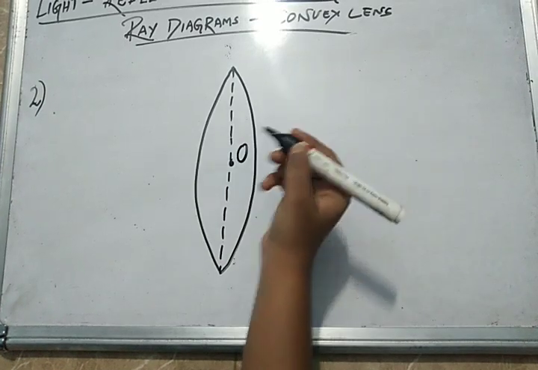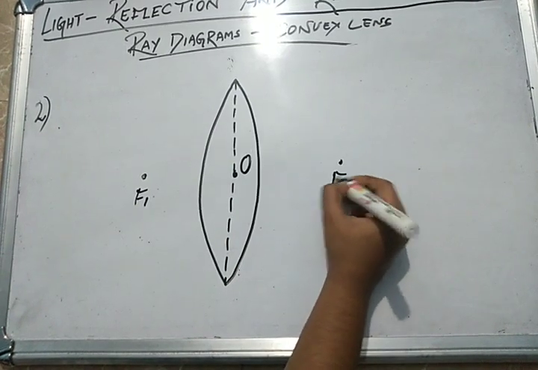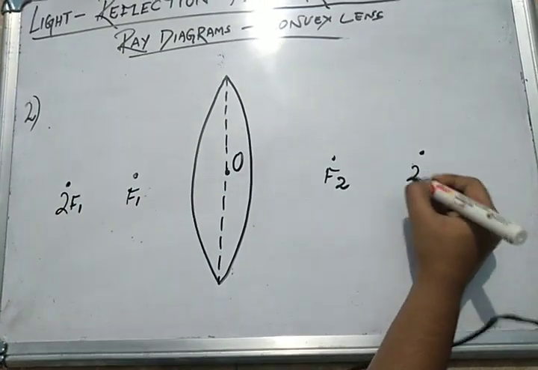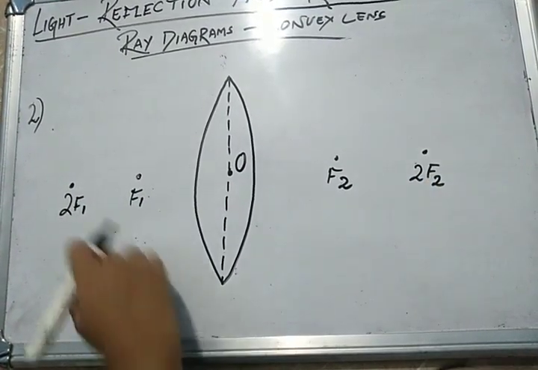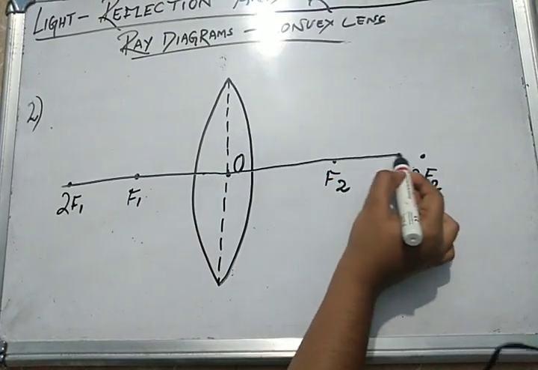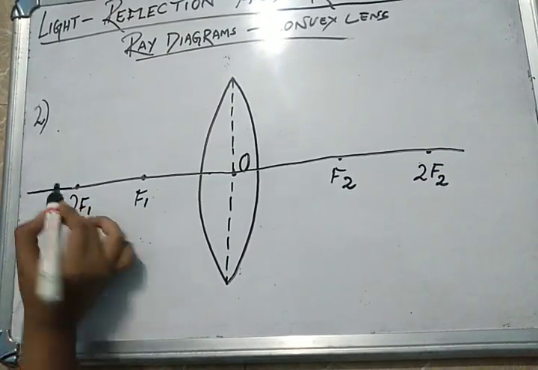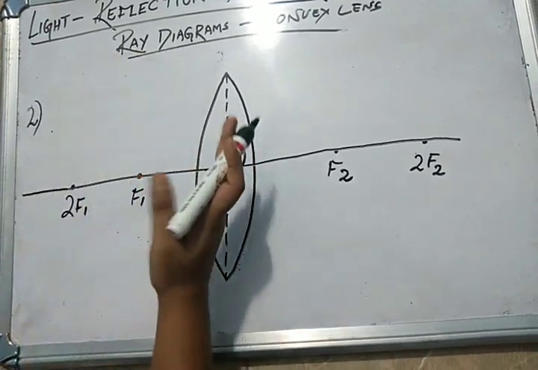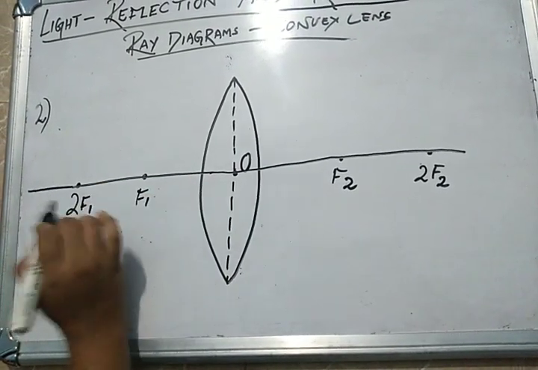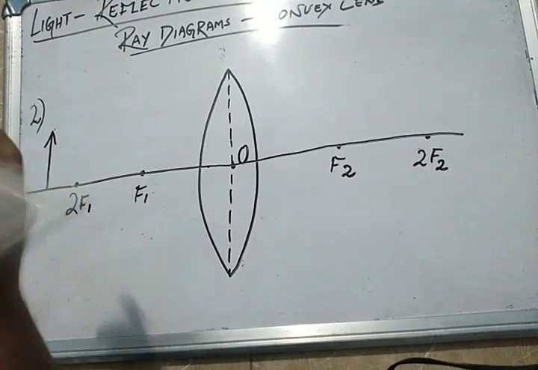This is the optical center. Then F1, F2, 2F1, 2F2. This is the principal axis. I told you that we'll be bringing the object a little bit closer. So in the first case the object was at infinity. In the second case it is beyond 2F1. Alright. So this is my object.